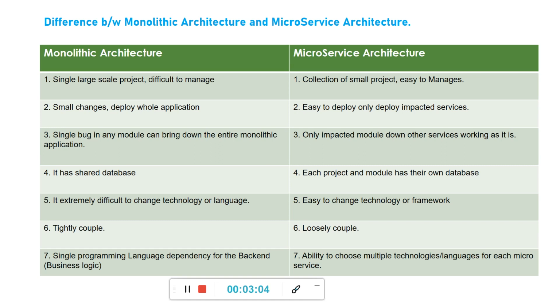In monolithic architecture, there is a single programming language dependency for the backend, like basic business logic, while microservices give the ability to choose multiple technology languages for each microservice, because microservices are a collection of small services. So we actually have multiple options. For one service we can choose Python, for another we can choose an API, and we can easily choose any language in microservices, but a monolithic architecture is difficult to manage.